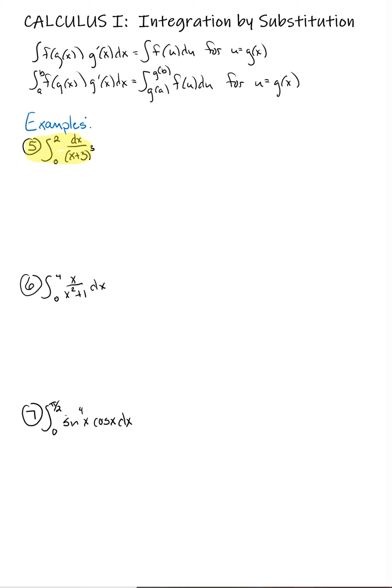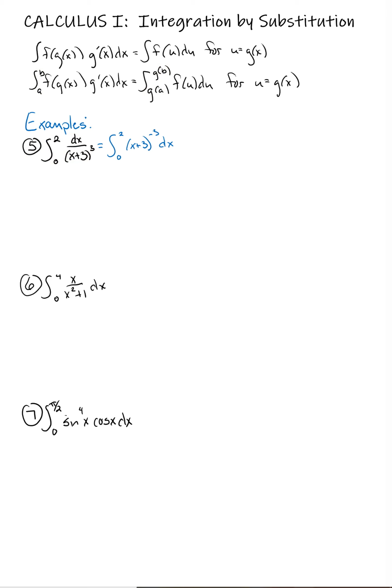So example 5 here, we're going to integrate from 0 to 2 of dx over (x plus 3) cubed. I think to begin with, it'll be nice to go ahead and rewrite this in the form of (x plus 3) to the negative 3 power, and then push that dx off to the side. This will allow us to think of it in terms of the power rule.